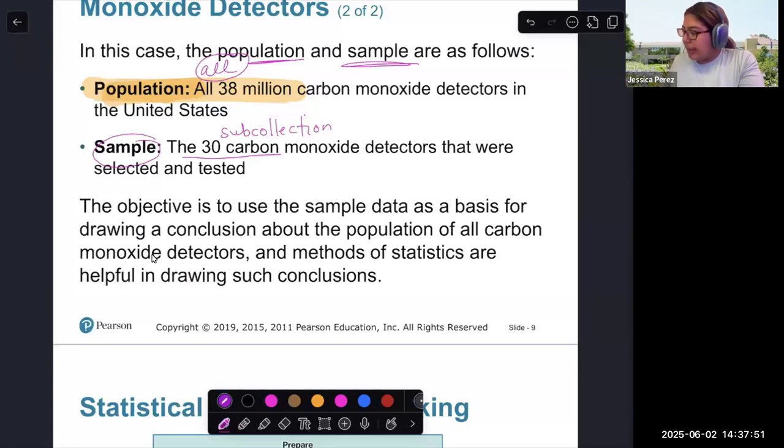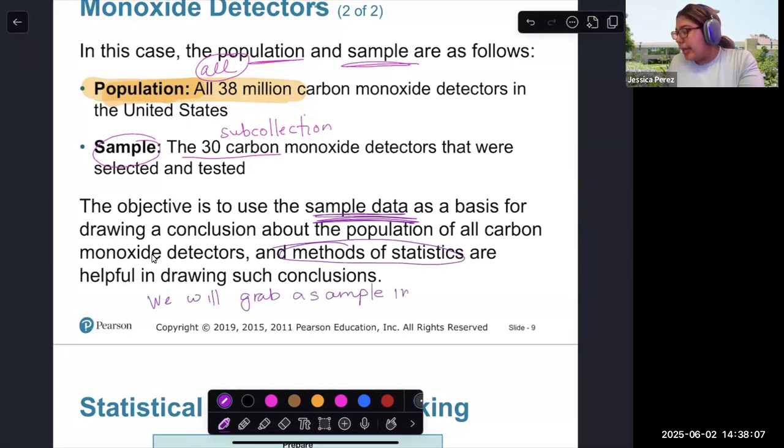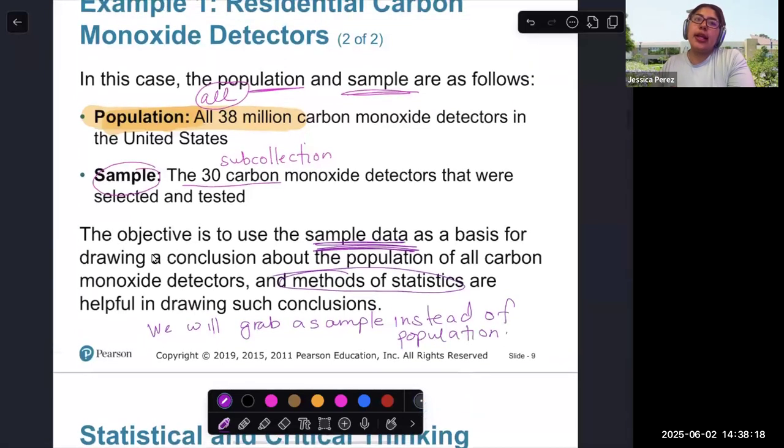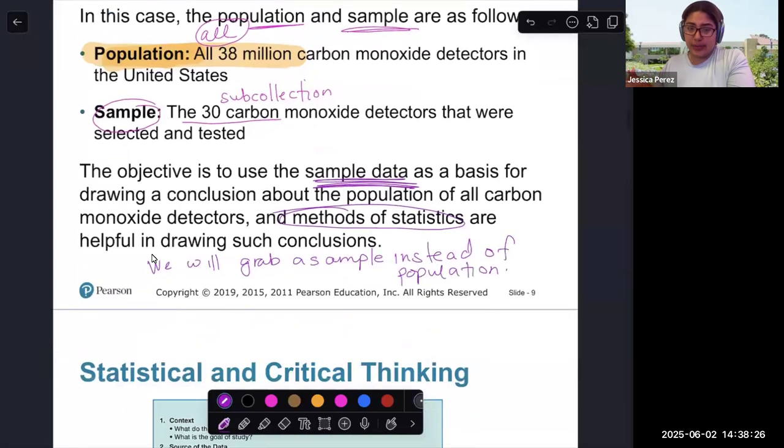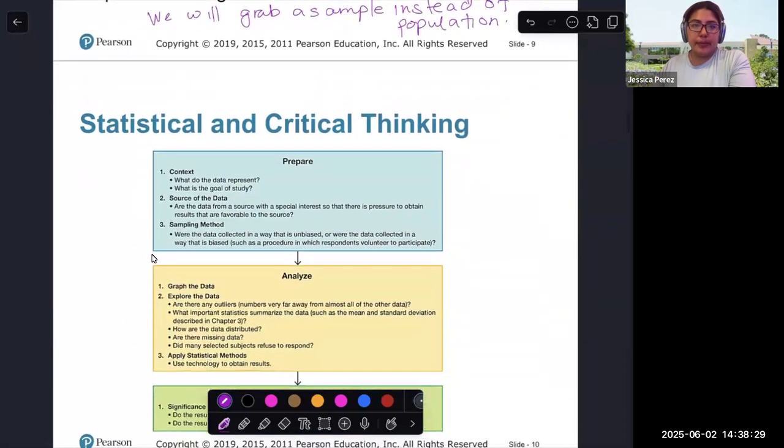So when we are working with methods of statistics, most of the time, we're only going to grab a sample instead of a population. And then we will make conclusions from that. So we're not going to look at all 38 million of these, but we're only going to look at a sub-collection, and then we're going to draw our conclusions based on that. And it's pretty much a lot of accuracy, believe it or not.